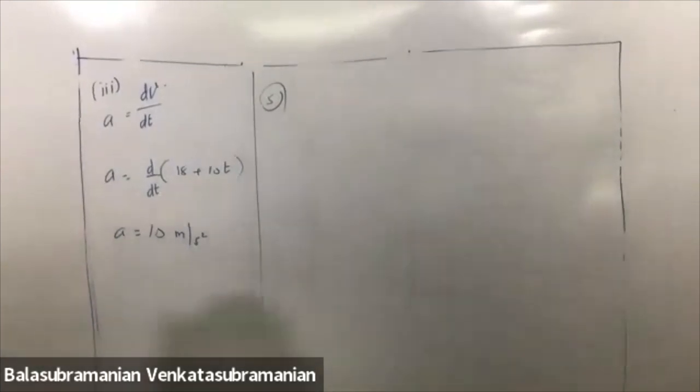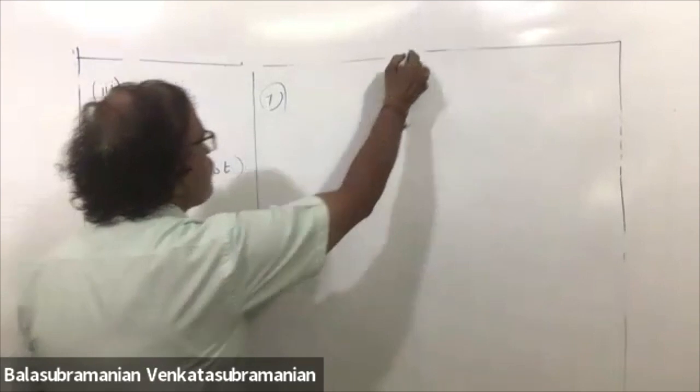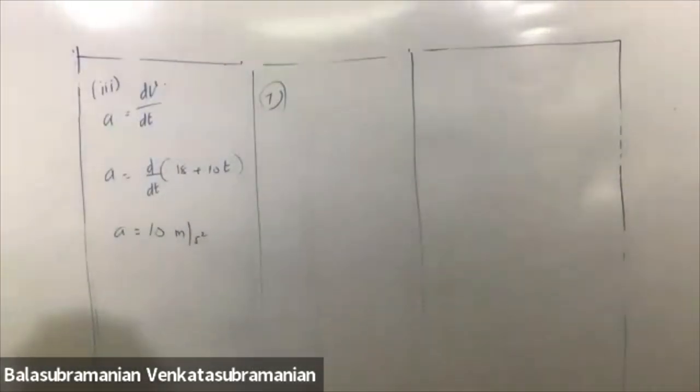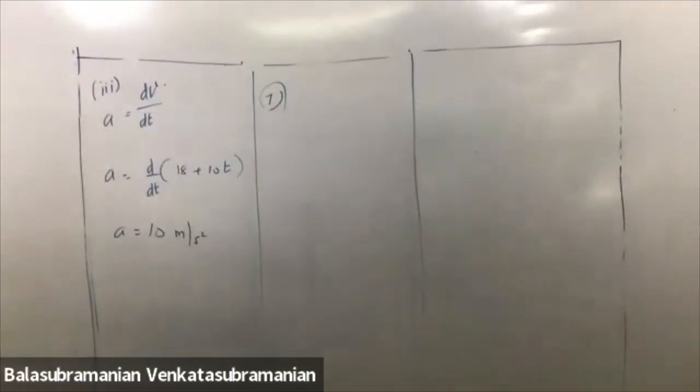Seventh problem. The velocity of the particle is given by the equation v is equal to 2t square plus 5 centimeter per second. Find the change in velocity of the particle during the time interval between t is equal to 2 seconds and t is equal to 4 seconds. You have to calculate change in velocity.